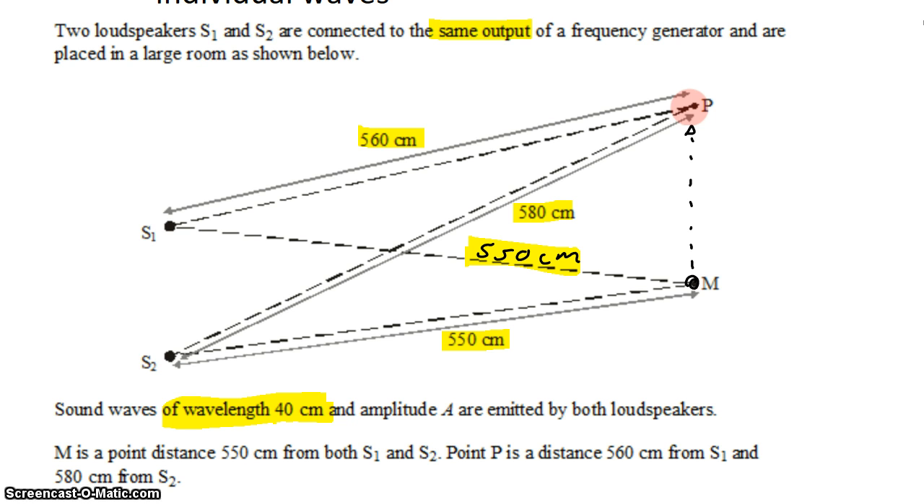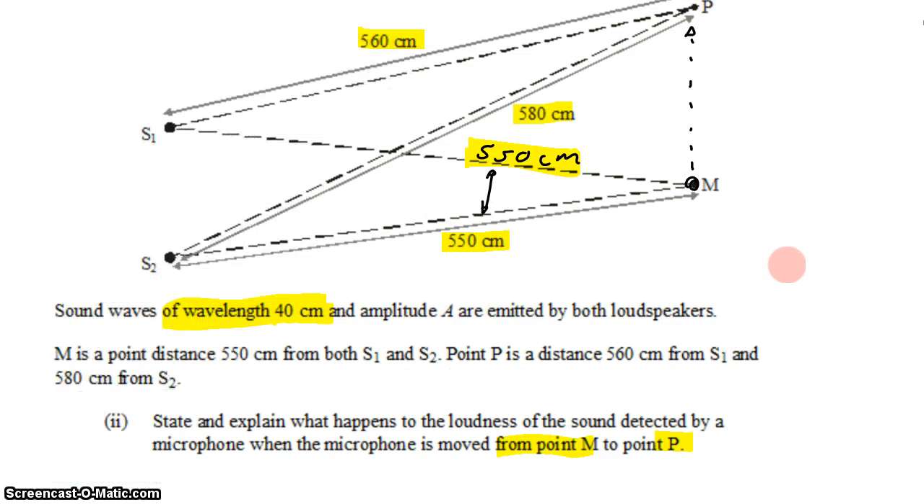All right. The first thing that we need to recognize is that at M, the path from this speaker to M is the same length as the path from this speaker to M. What that means is that at M, both the wave from S2 and the wave from S1 will be doing the same thing at the same time. By the time the wave from S2 reaches M, it's going to be following the same pattern as the wave from S1. Basically, there's no path difference between the two.